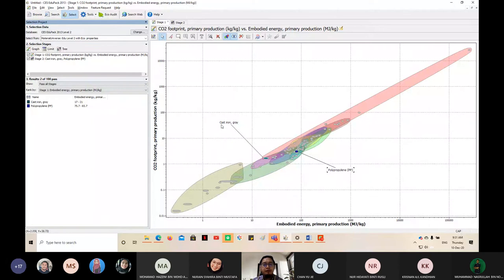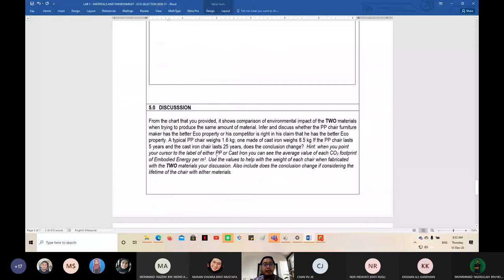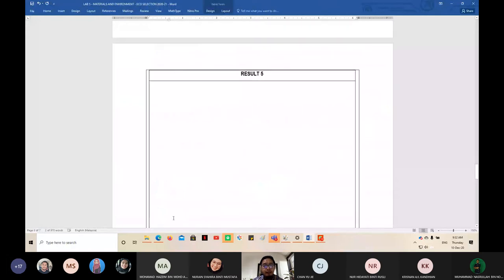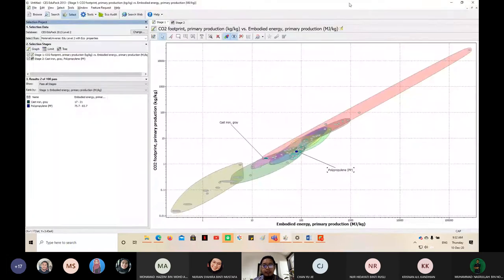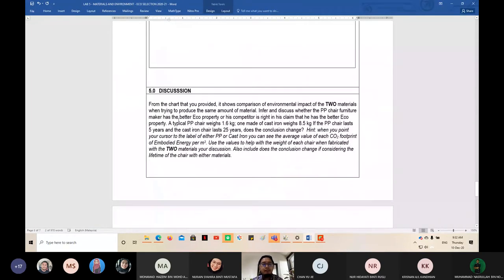Okay, so if you see here, which is more environmentally friendly between the two materials? Okay, and so we just paste the chart. You just paste this chart here, with the answers showing these two values, as the answer for result 5. And finally, for the discussion.